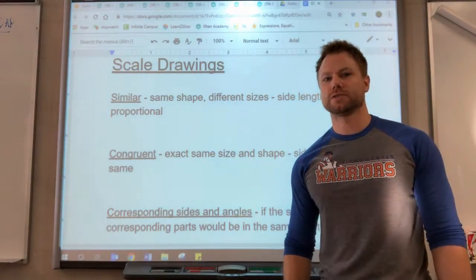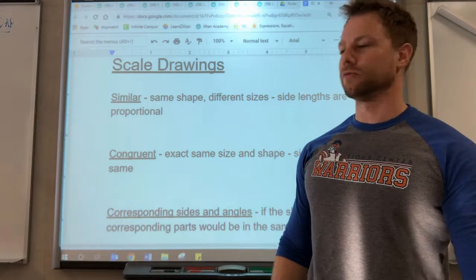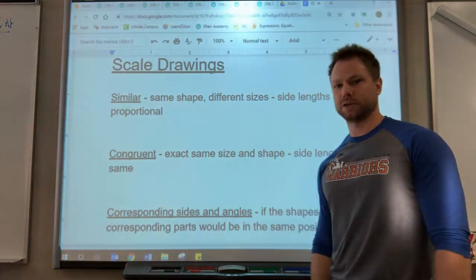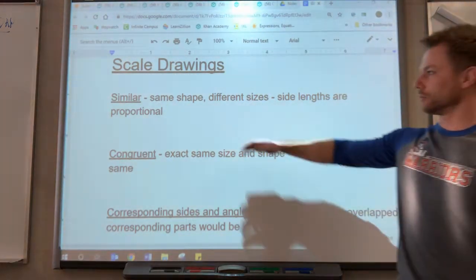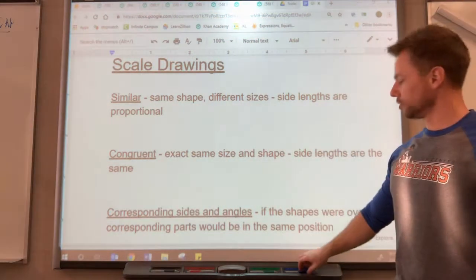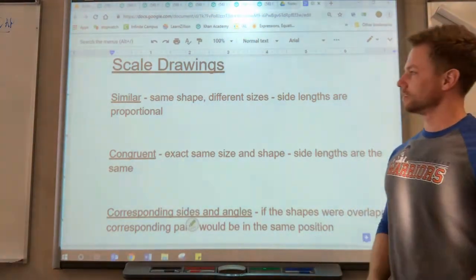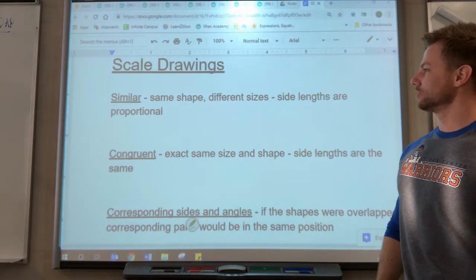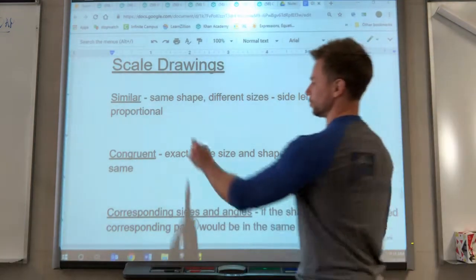Scale drawings, and we have some notes that we need to take, some vocab words we need to talk about before we get started on this unit. So the first thing is similar. That is when two shapes are the same shape but different sizes, and their side lengths are proportional.